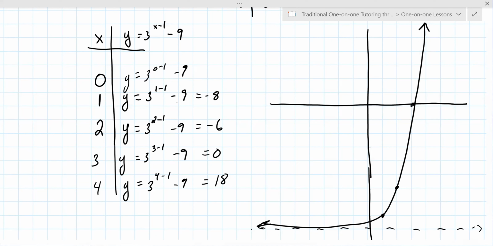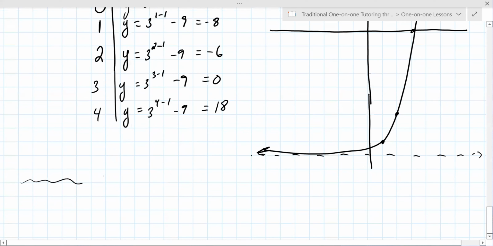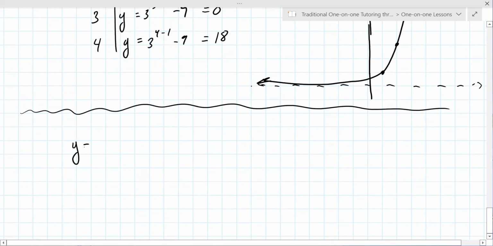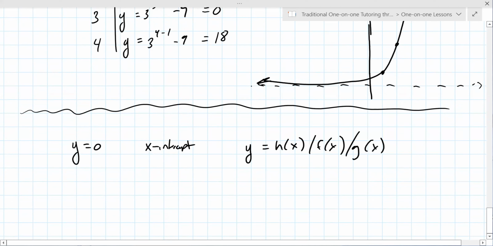Okay, now x-intercept work. So the instructor is basically saying, show me your work to find the x-intercept here. The x-intercept is when y equals 0. Or if they don't give you y, that really means h of x or f of x or g of x or whatever your function is. You set that equal to 0.